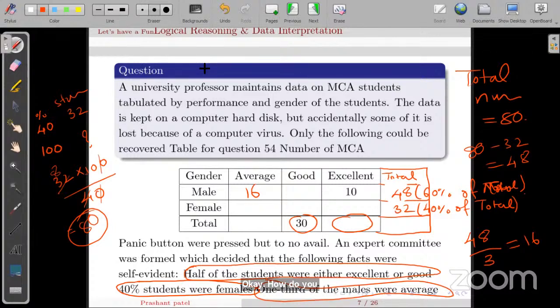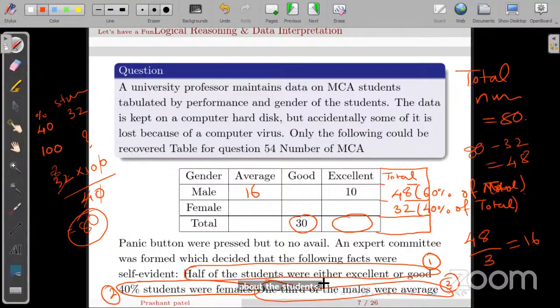Are you getting what I'm saying? See, this is fact 1, this is fact 2, and this is fact 3. So the first fact is saying that half of the students were either excellent or good. Here they are talking about the students, so it is male and female both.